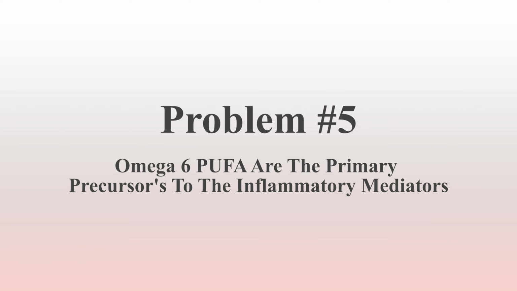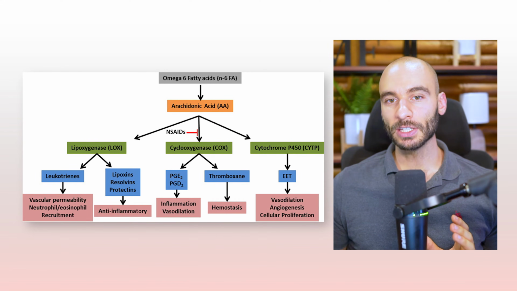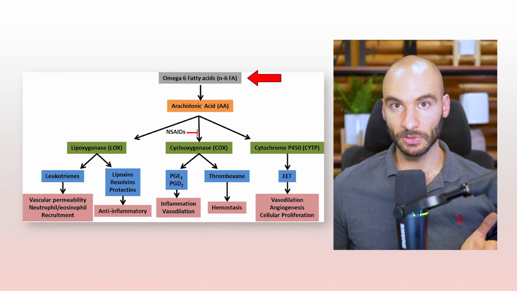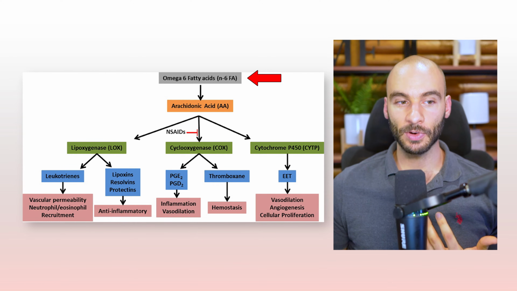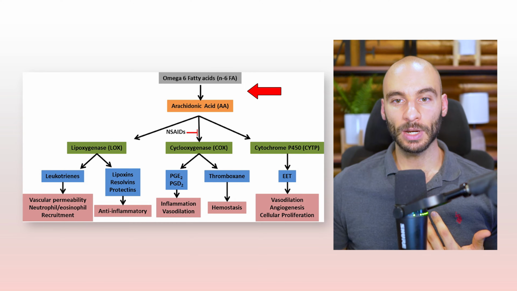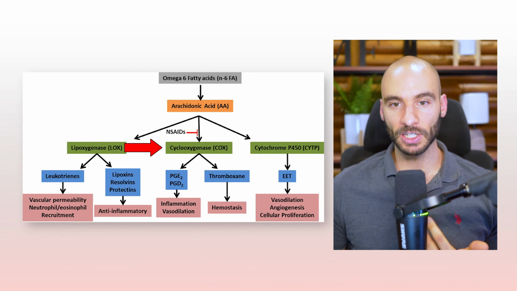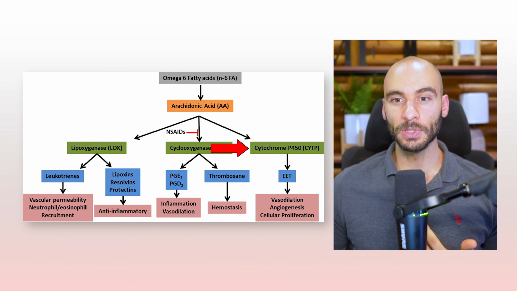Next up, we have the omega-6 polyunsaturated fatty acids. Despite being less likely to be damaged, they are actually the primary precursors to the inflammatory mediators in the body called the eicosanoids. So we have a graphic here, and what we can see is that omega-6 fatty acids, this is linoleic acid as an example, can be converted to arachidonic acid in multiple steps, and then that can get converted into these inflammatory mediators through the enzymes lipoxygenase, cyclooxygenase, and cytochrome P450 enzymes. And they create a variety of different inflammatory mediators here. You can see them listed here.